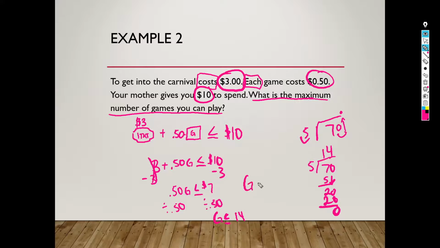So that tells us that games have to be less than or equal to 14. So we can play up to 14 games before we run out of our $10. And again, if we wanted to graph that, we would be using a closed circle on 14, and it's going that way because we can play up to 14 games or less.